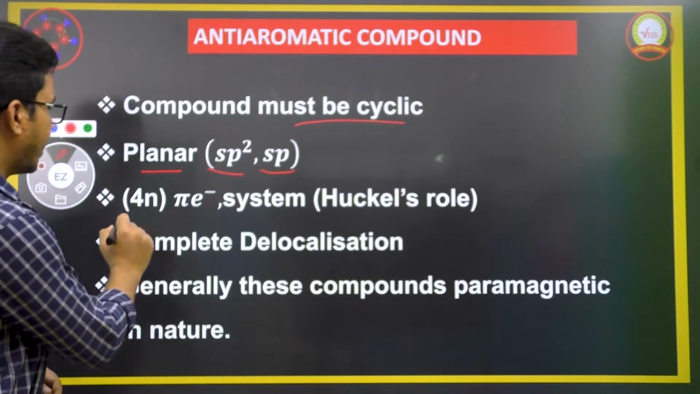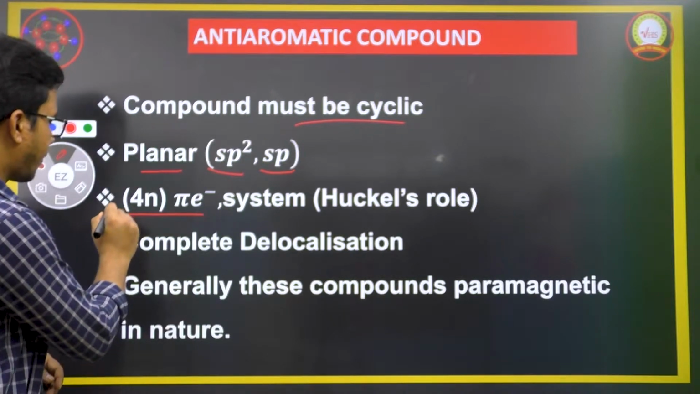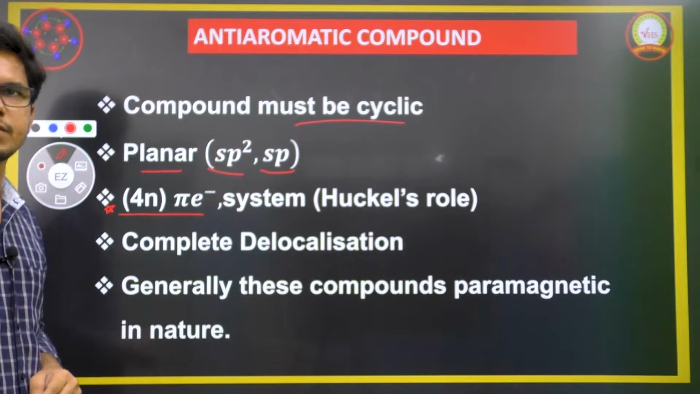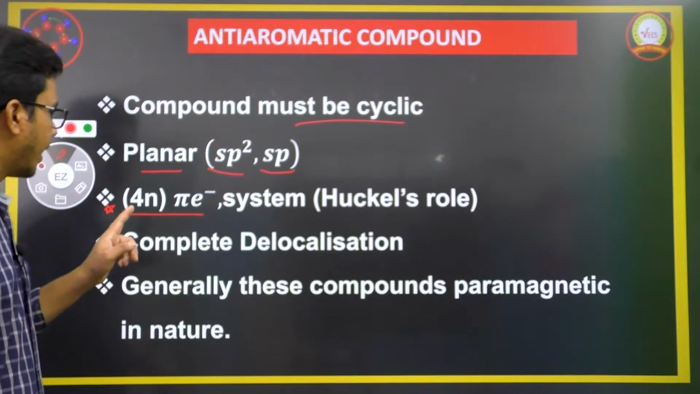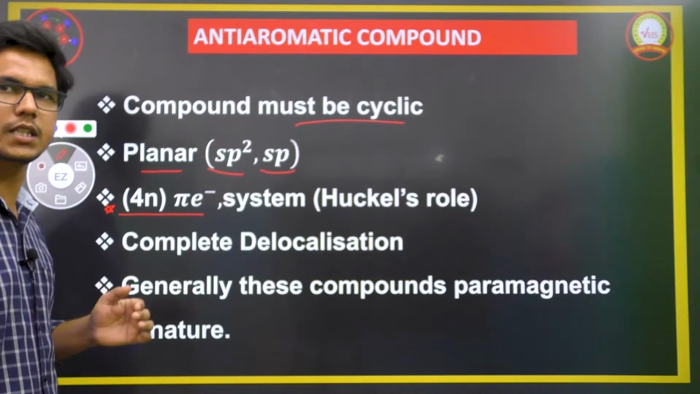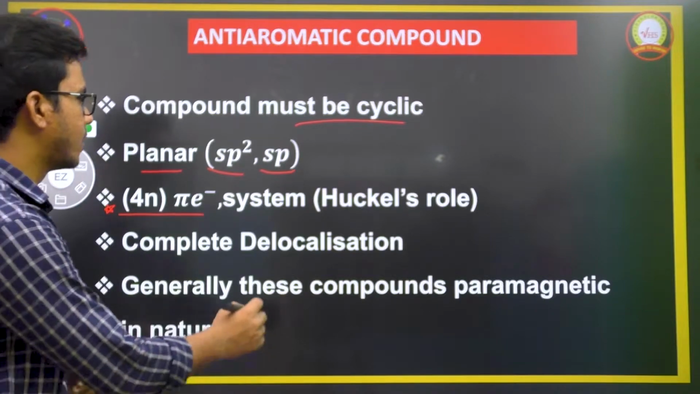The difference between aromatic and anti-aromatic is that in the case of an anti-aromatic compound, we will have a 4n pi electron system. In the case of an aromatic system, instead of a 4n pi electron system, we had a 4n plus 2 pi electron system. That is the difference between aromatic and anti-aromatic, according to Huckel's rule.